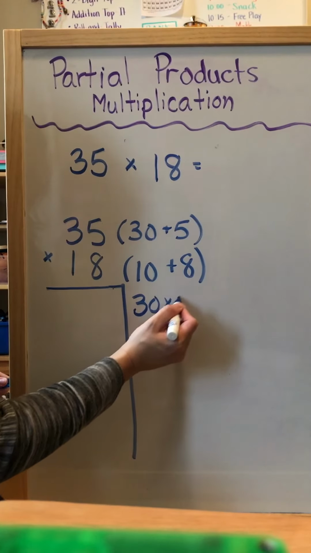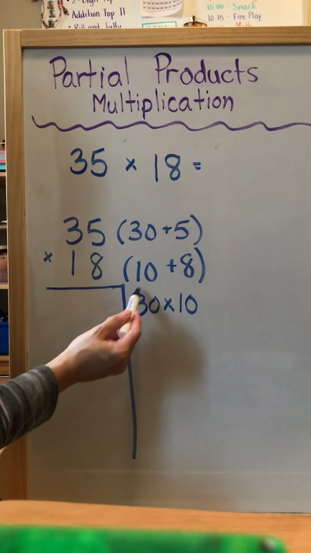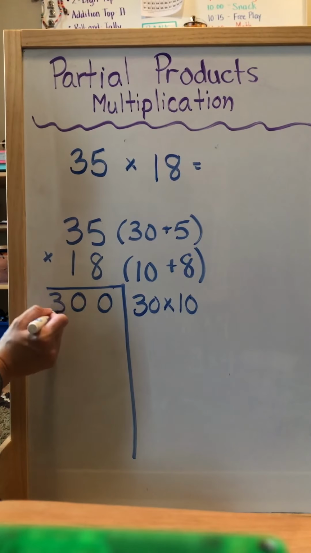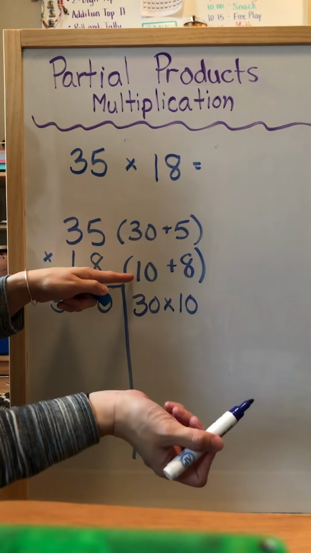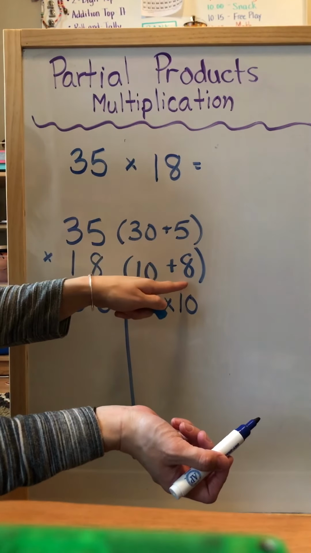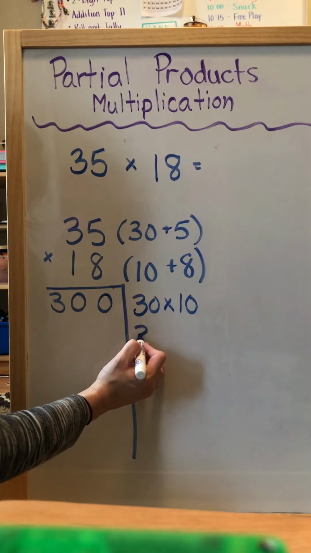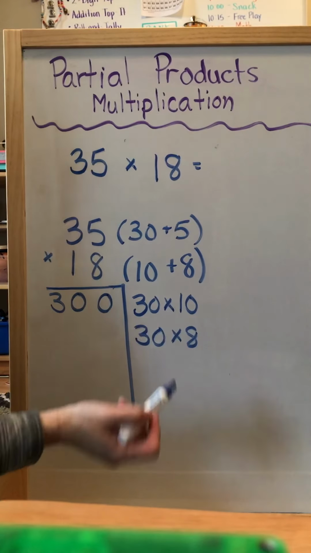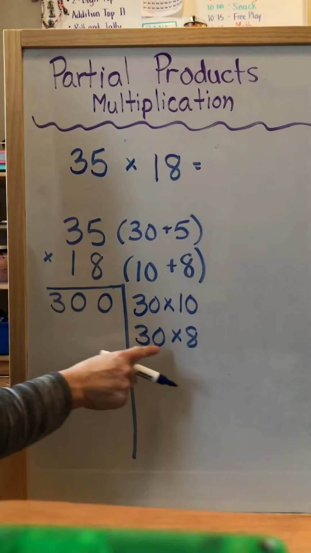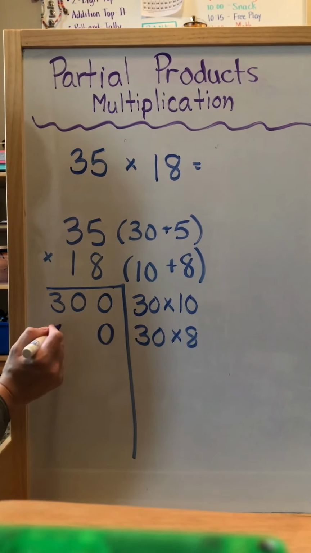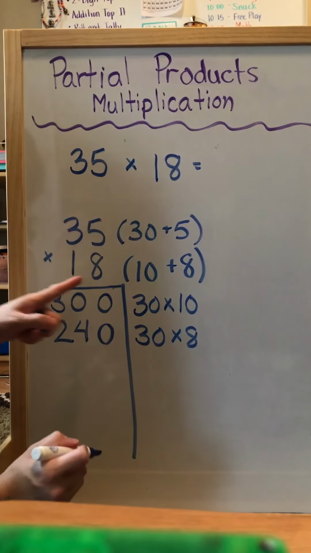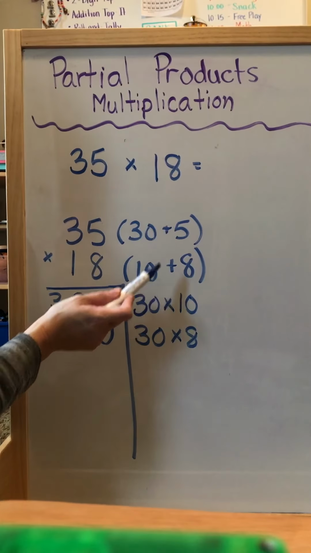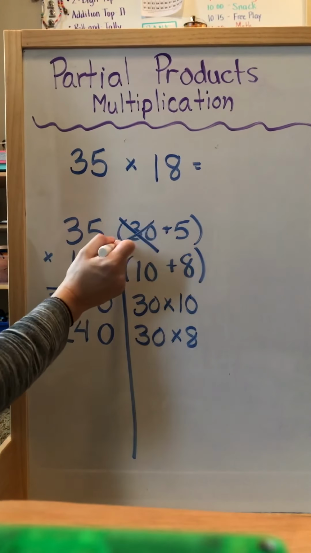30 times 10. Well, I know 3 times 1 is 3, and there are 2 zeros to tack on. So 2 zeros, and then 3. So 30 just multiplied with 10, but 30 now has someone else to multiply with, 8. So my next step is 30 times 8. I'm working top to bottom. I know 3 times 8 is 24, and I'm going to tack on 1 zero. So 1 zero there, 24. Notice how I'm lining up all my place values. This is really important. So 30 multiplied with 10 and 30 multiplied with 8, all done.